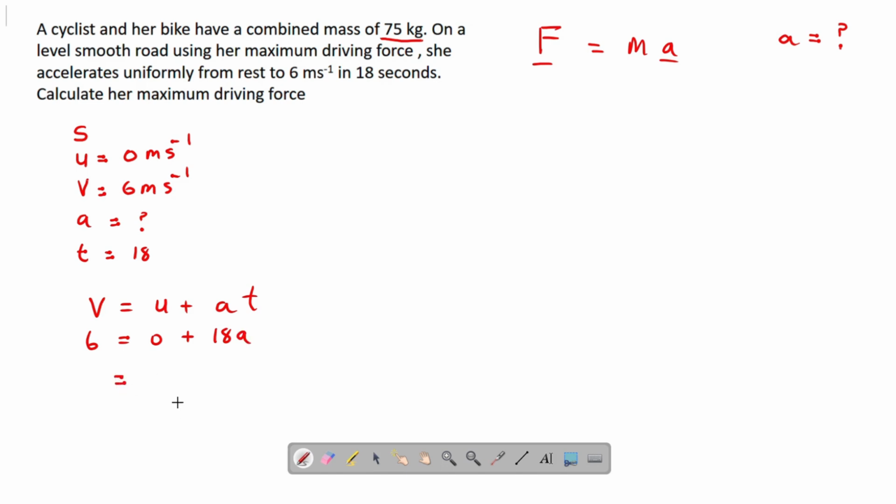So we divide both sides by 18 to get the acceleration. So acceleration then would be 1/3 meter per second squared.